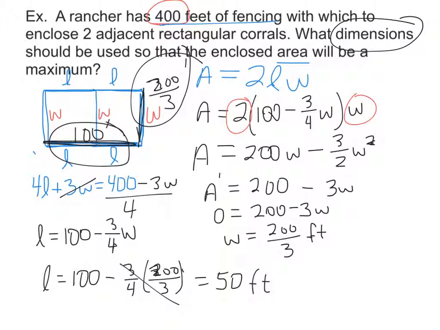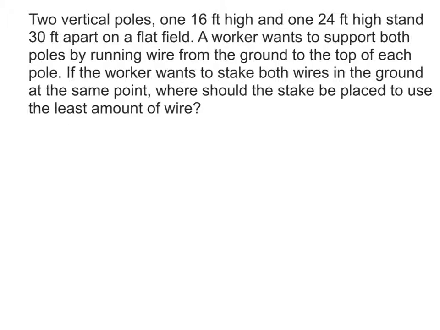Okay, let's try one more. This one, take a look what's going on. I'm going to shrink it up so it's not so much in the way. We've got 2 vertical poles. One is 16 foot high, one is 24 feet high, and they're 30 feet apart on a flat field. And a worker wants to support both poles by running a wire from the ground to the top of each pole. Now, if the worker wants to stake both wires in the ground at the same point, where should the stake be placed to use the least amount of wire?